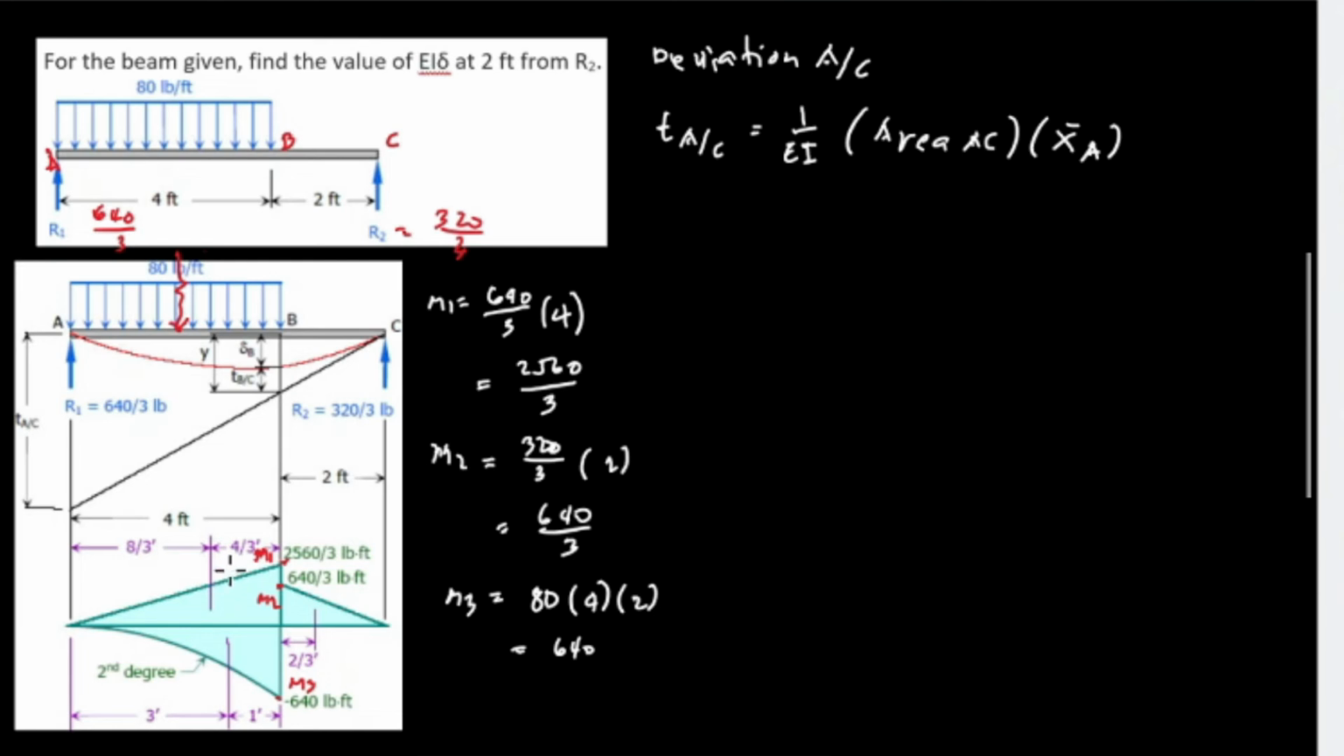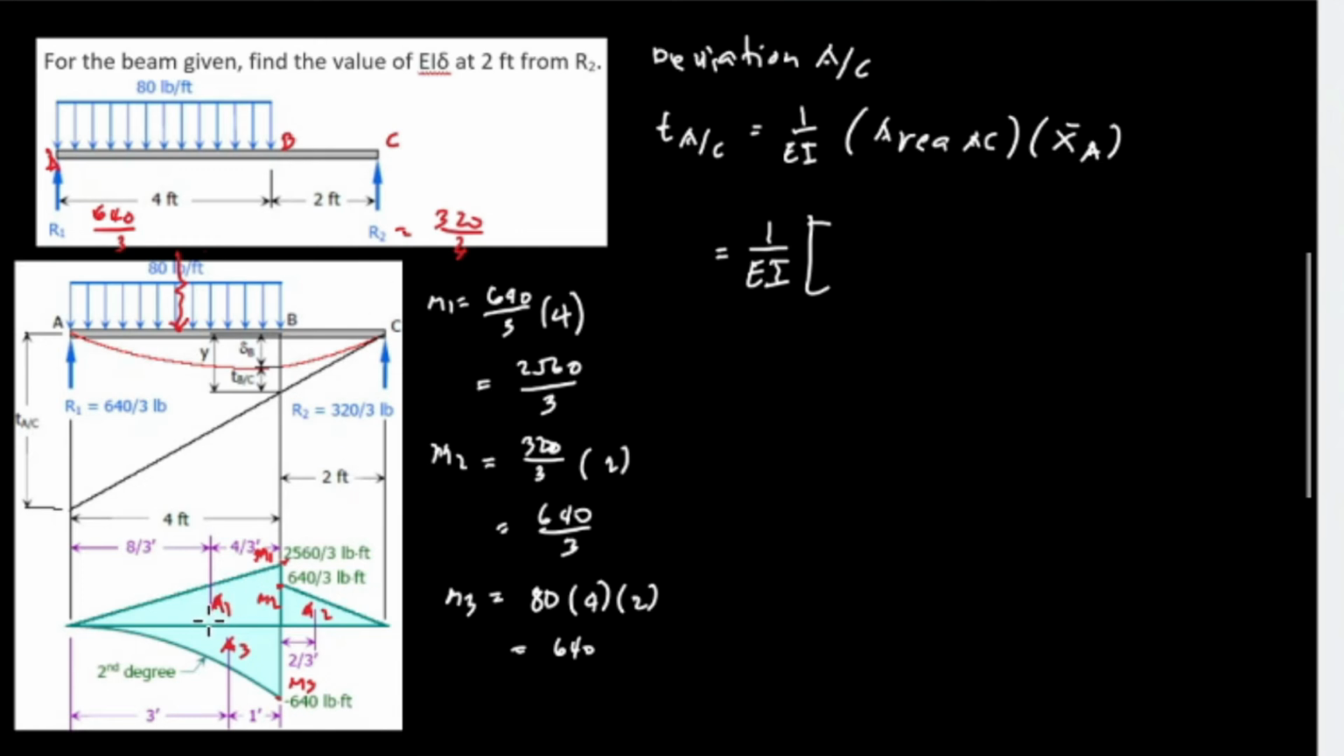So we will designate the triangle as area 1, this will be area 2, and this will be area 3. At area 1, for deviation from A to C, that's T of A over C is equal to 1 over EI, then the summation of area AC multiplied by X sub A.